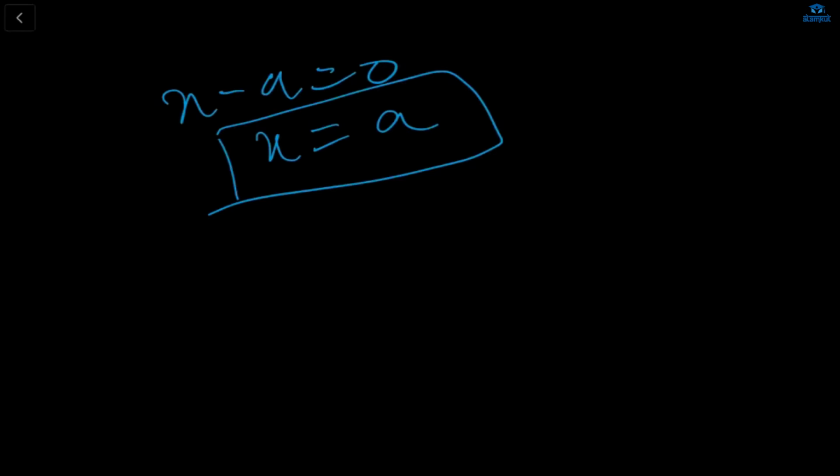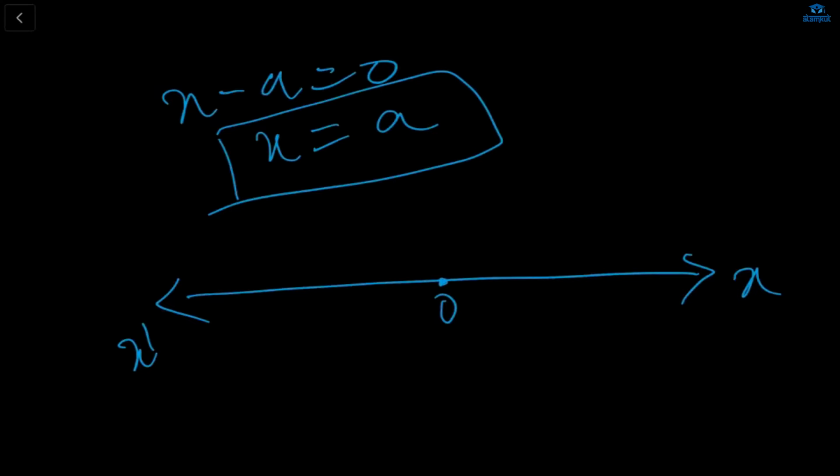And how are you going to express this on a number line? Just simple, it can be expressed on the number line, x' 0 x. Now it can be 1, 2, 3, like this. And for example, if a is equal to 3, I'm going to mark it here, and this is x is equal to a.